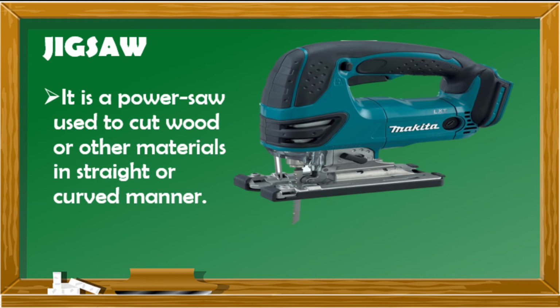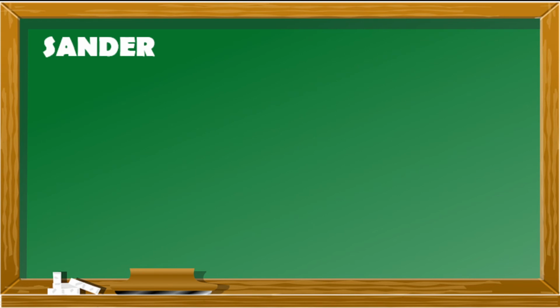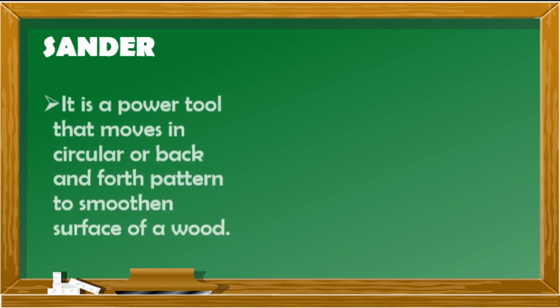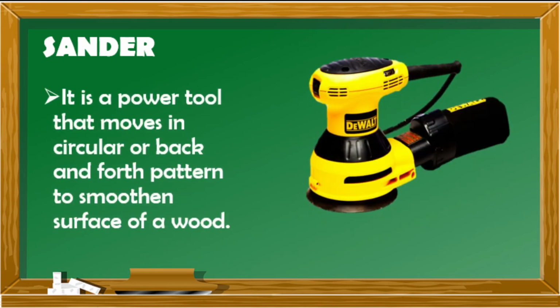It is a power saw used to cut wood and other materials in a straight or curved manner. So that's the jigsaw. Next sample for portable power tools is the sander. For sanding purposes, it is a power tool that moves in a circular or back and forth pattern to smoothen the surface of the wood.